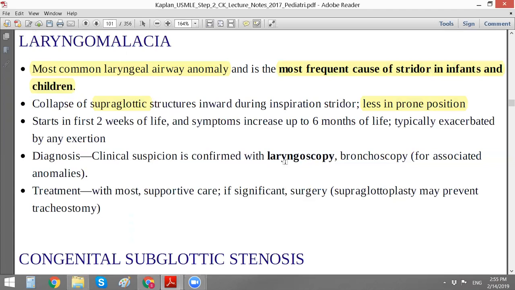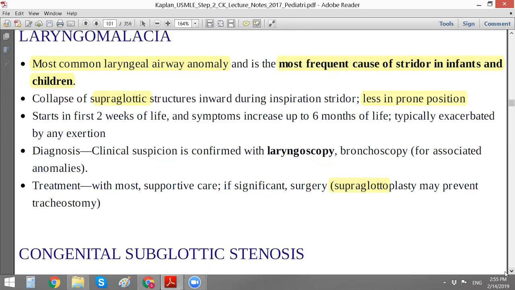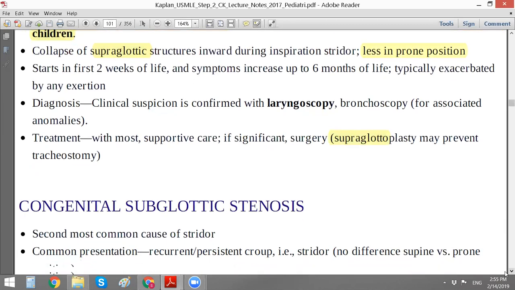Clinical suspicion is confirmed with laryngoscopy, bronchoscopy; treatment is mostly supportive care. If significant, then we do a supraglottoplasty, which may prevent tracheostomy. So laryngomalacia is a very benign thing. It can just be managed with supportive care. You don't need to do anything.